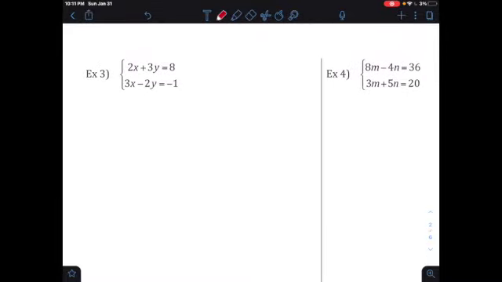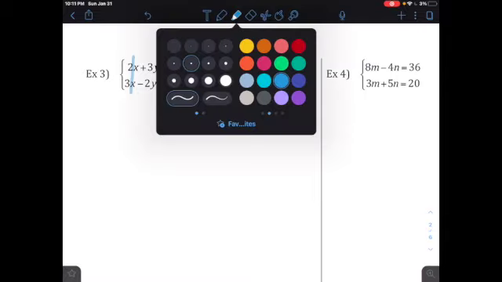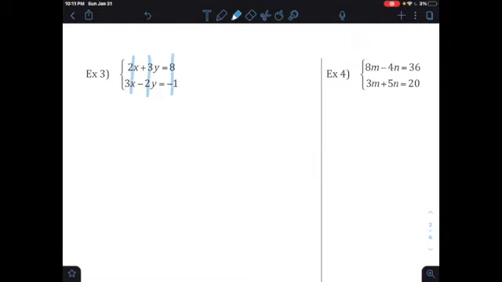Example number 3 is even more different. You have your x lined up, your y lined up, and your number lined up. The problem is we don't have anything that's a multiple of each other. That means just times a number. They are all different. So what I'm going to do is I need to find the lowest common multiple. Lowest common multiple is the smallest number that both of them can divide into.